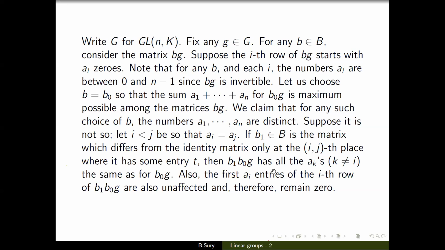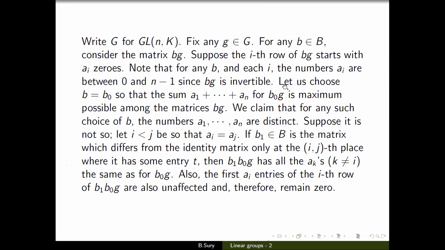Simply by multiplying by a matrix which has only one entry at the ijth place, an appropriate entry, so that we multiply on the left side of this matrix BG. What happens? You can kill off the ith row's leading entry, so that it becomes one more zero there, and you are not affecting any other rows. That means you have increased this ai by one and not touched the others. So you are contradicting the maximality. In other words, the only way we can have maximality is that none of the AIs are the same.